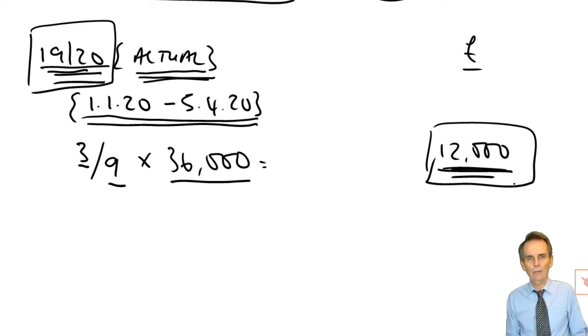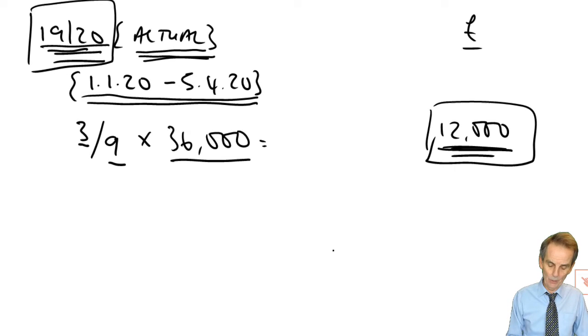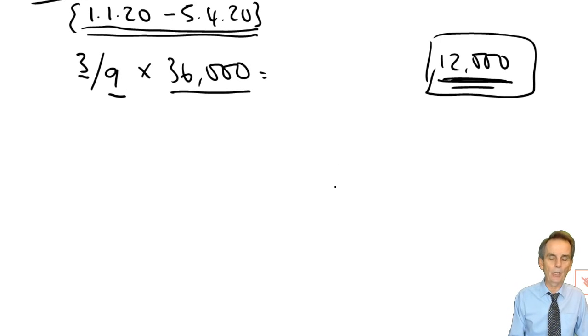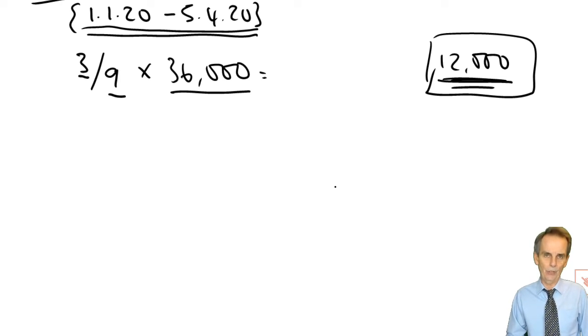If that's all they wanted for you to establish or prepare the income tax computation for 1920, then you've got what you need to know. It's a £12,000 assessment. But of course, what you could have is an exercise that is asking you to work the assessments for all of the tax years relevant to the profit periods provided to you.